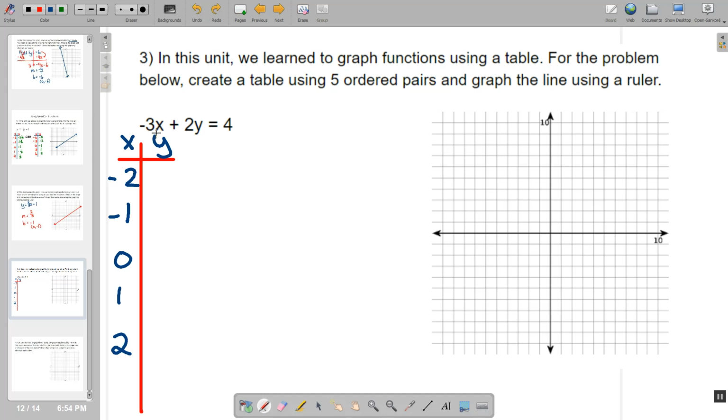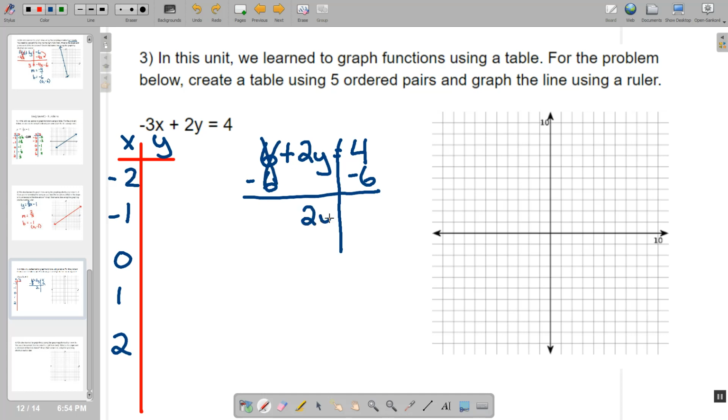Well, -2 times -3 is +6 plus 2y equals +4. From here, I'm going to solve my equation by subtracting 6 from both sides. 2y equals -2. And I'm going to divide by 2, not 1, to get y is equal to -1, which goes right here. For my next point, the same thing is going to happen.